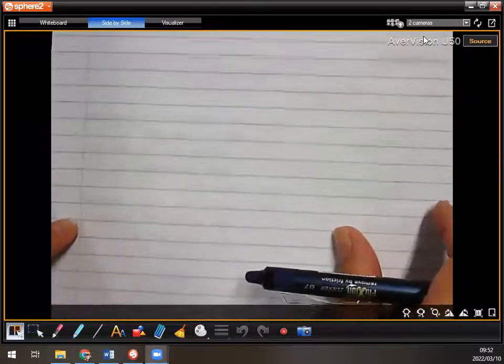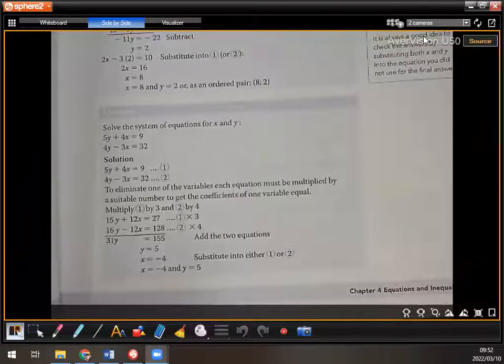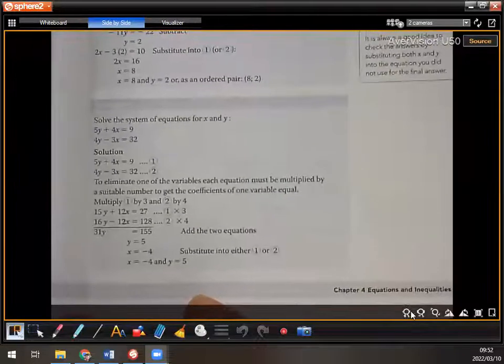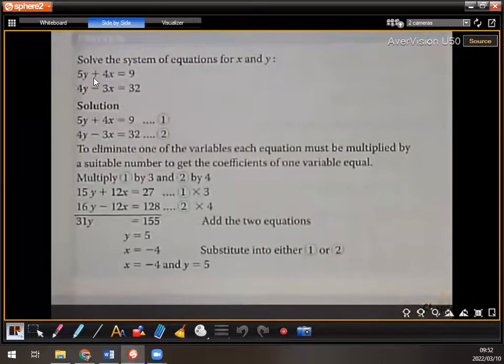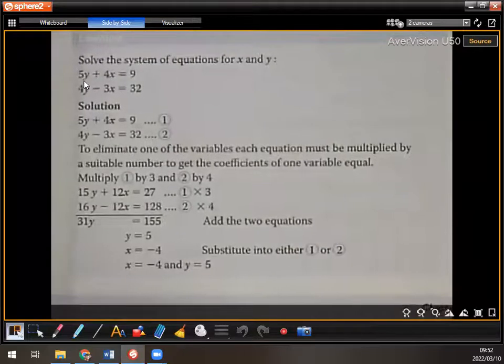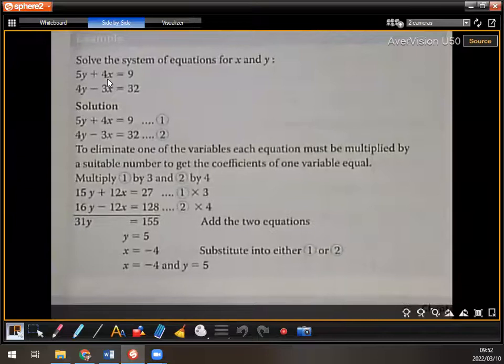Yeah, for those ones, what I'm referring to here is, I'm actually just going to show you in the book, like this example here. Let me just zoom in a bit. This is in the textbook, so you can look at it later on if you are keen. They have 5y plus 4x equals 9 and 4y minus 3x equals 32. So we see that 5y and 4y aren't multiples of each other, and 4x and 3x are also not multiples of each other.